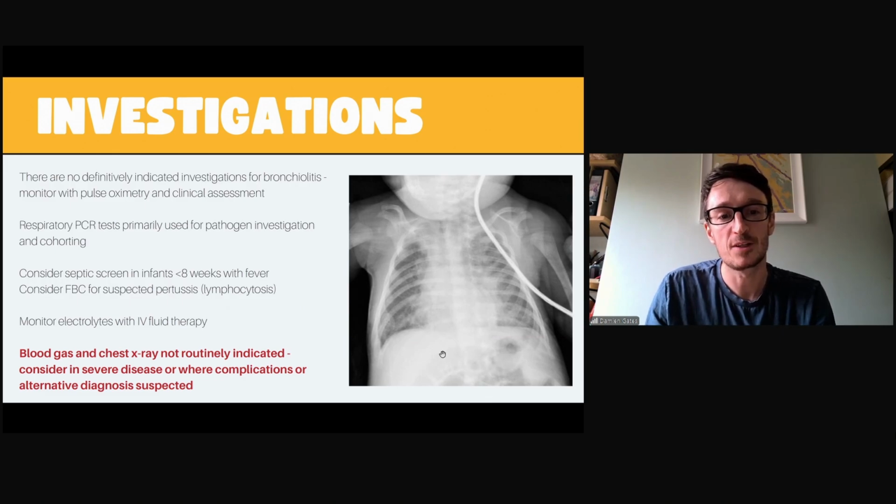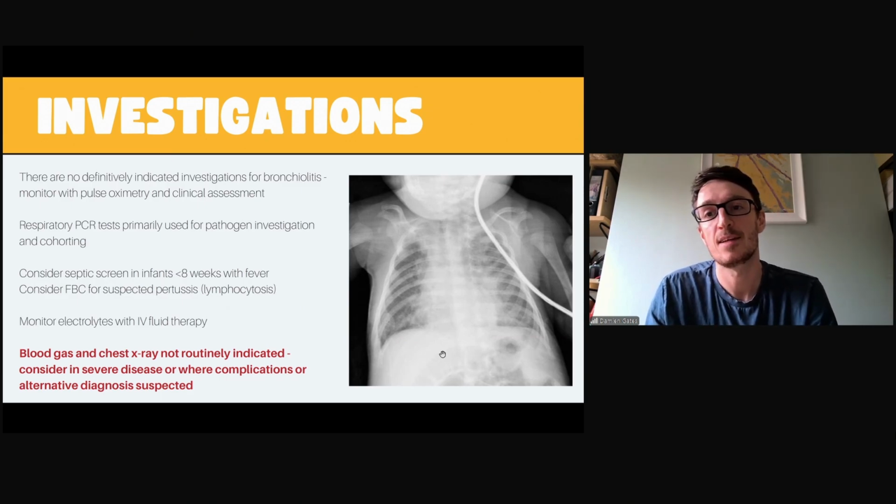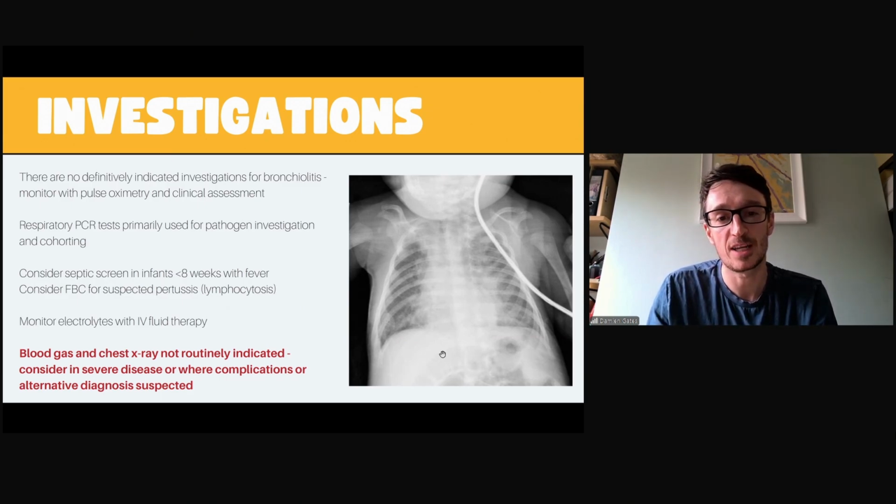strip. Blood gases and chest x-rays are actually not routinely indicated, but you should think about them when you've got a patient who has severe disease, or you think there might be a complication, or also where there might be an alternative diagnosis that you suspect. Because if you're seeing 100 bronchiolitis every day, there will be the occasional patient who has something else, and that might lead you to look further.